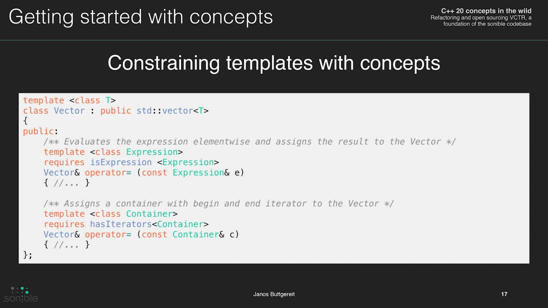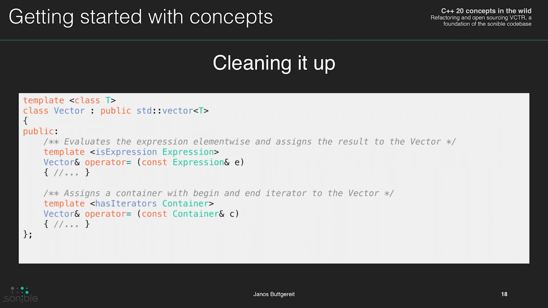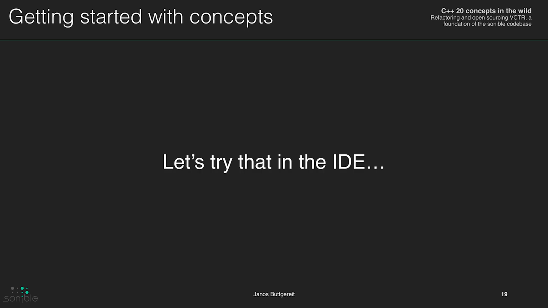But there's another syntax option which I really like, and this is we can replace this class or type name keyword in the template list with the actual concept. So now our code looks like this. And this is just super beautiful syntax from my point of view. And yeah, we can try this out.